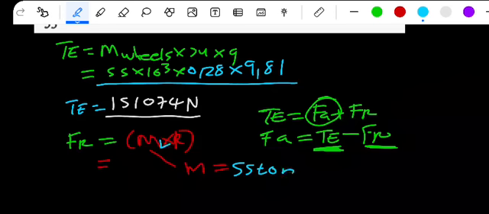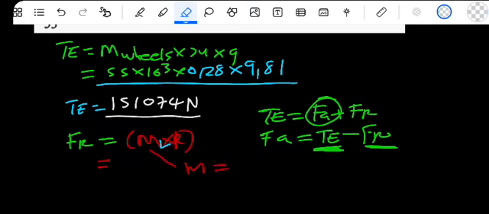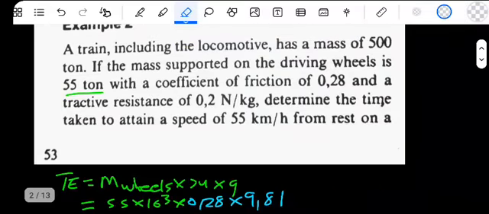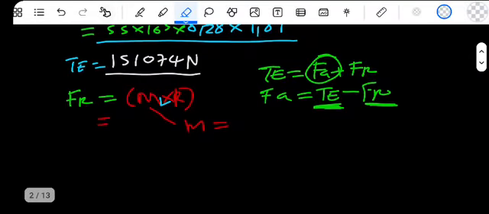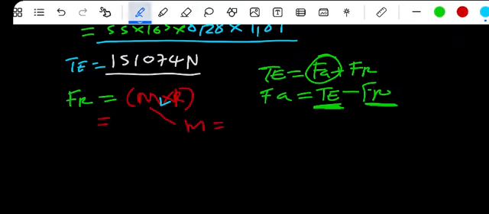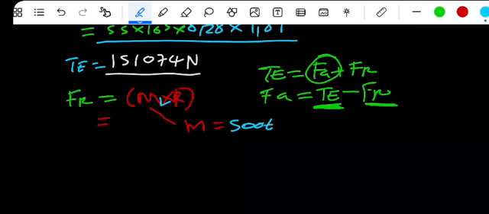It's not just any mass. It must be the mass of the locomotive. I've taken this wrong. What is the mass of the locomotive? It is 500 tons. Remember, you're multiplying 500 tons.